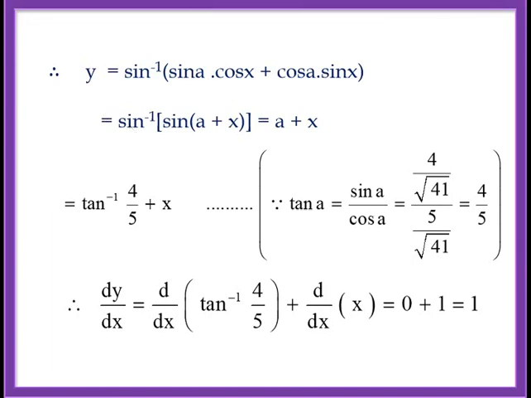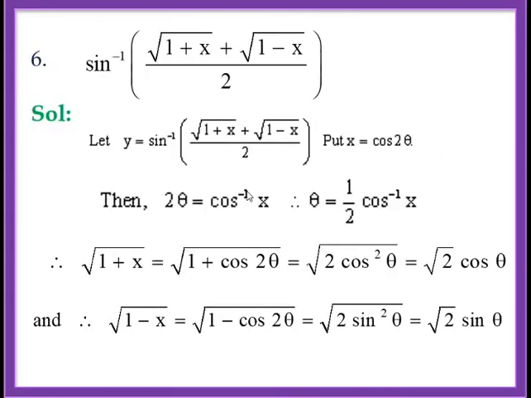Now you can simply say that a is a constant, so its derivative is 0. So finally, the derivative of x, which is 1, is the answer. So what is dy dx? Dy dx is nothing but 1.